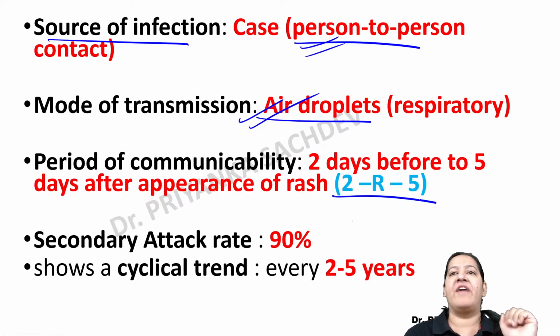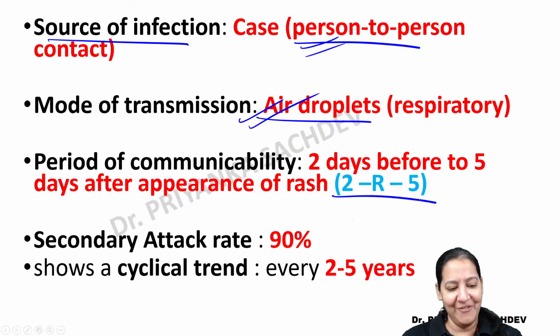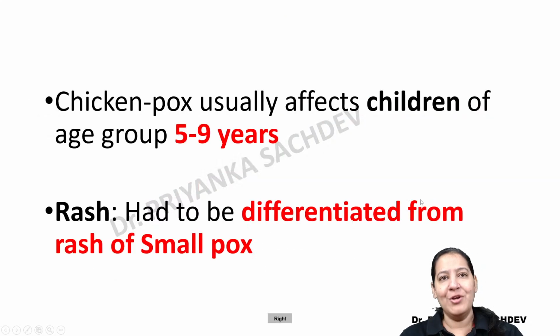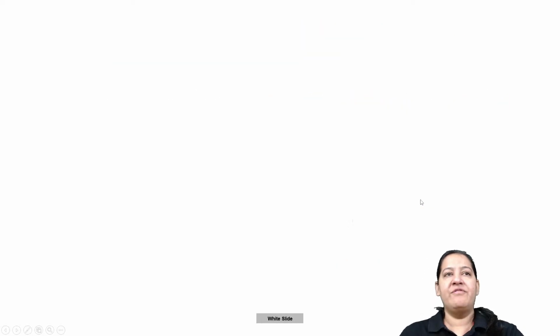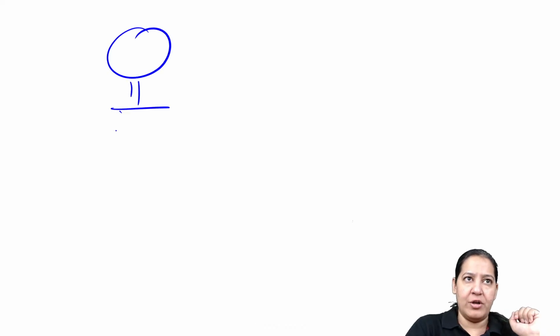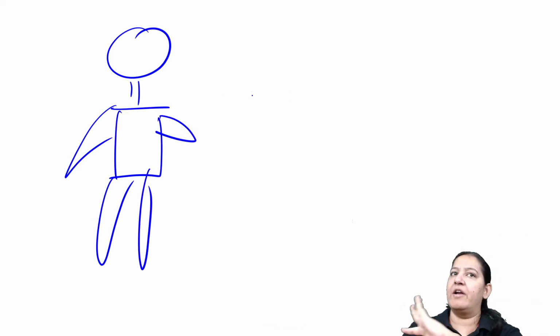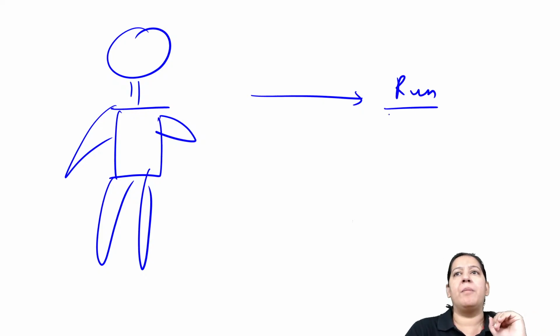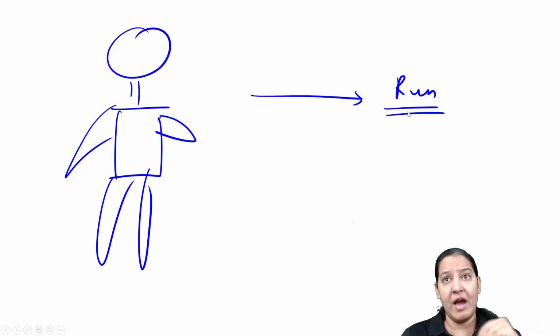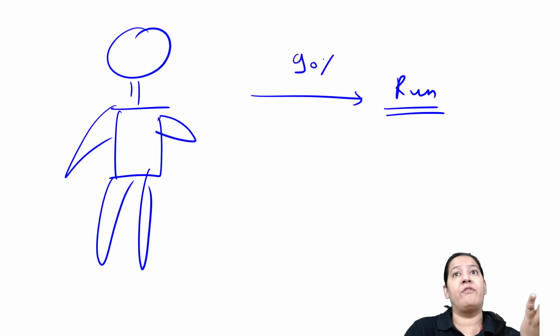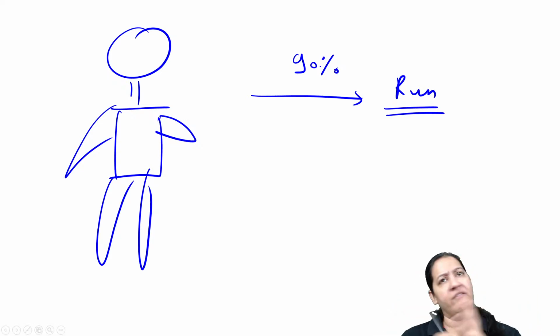Now there is a 2R5 rule. What is the 2R5 rule? You will say, okay ma'am, whenever any person in my contact has chickenpox, I will run away and will not come in contact with that person. Otherwise I will also get it, as you have told us the rate of infectivity is 90%.